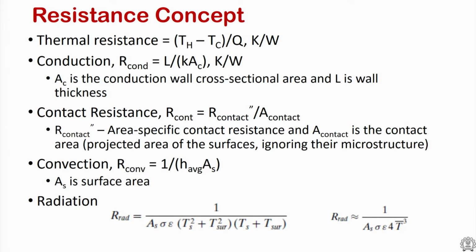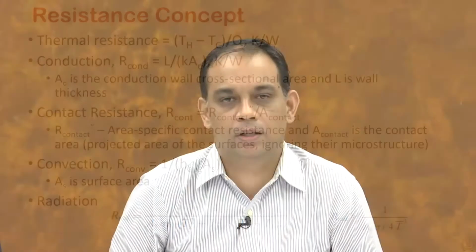Contact resistance, unlike thermal conductivity, which is an intrinsic property of the material, is not. So it is often measured empirically and documented in a database. The experiments cannot be done for any kind of area, because the area of contact changes from application to application. So often the contact resistance is tabulated in the form R_c double prime divided by A contact.